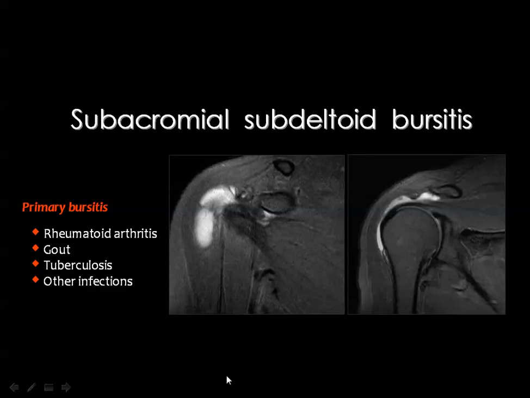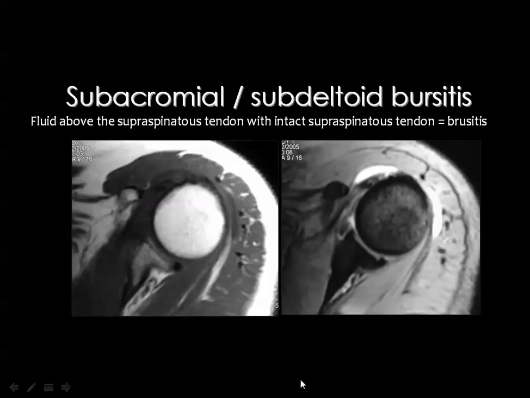And you know that fluid will accumulate in the bursa whenever it is inflamed, and this is known as bursitis, which can be seen in cases of rheumatoid arthritis, gout, TB, and other types of inflammatory lesions. And you see here fluid in the subacromial bursa above the supraspinatus tendon, and this fluid is extending underneath the deltoid muscle, as you can see here.